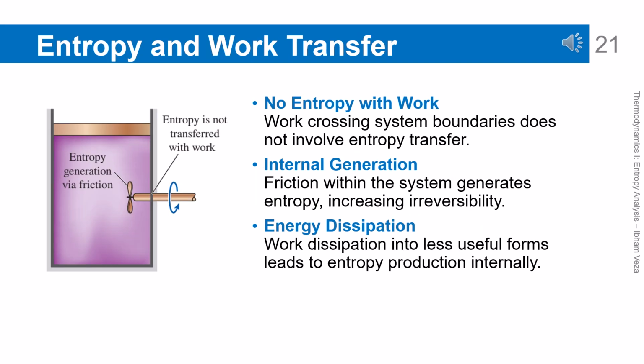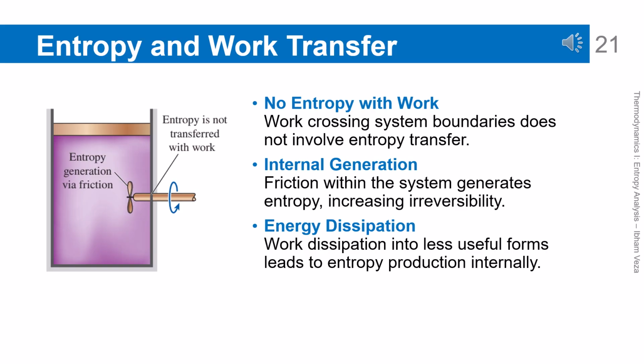Entropy and work transfer. Work crossing the system boundary does not carry entropy. However, friction and work dissipation inside the system generate entropy internally. Mechanical energy that is dissipated is converted into a lower quality form of energy. This process always increases the total entropy of the system.